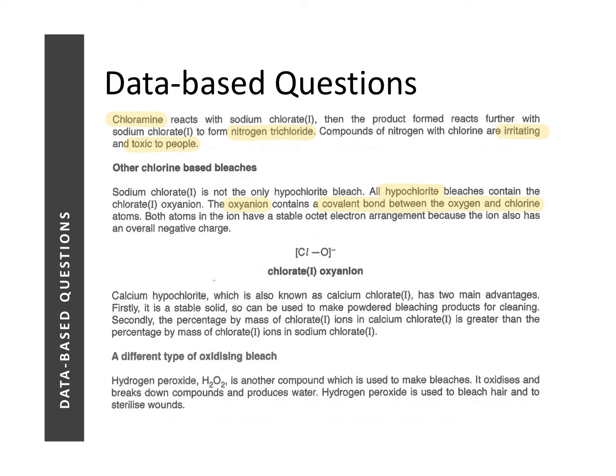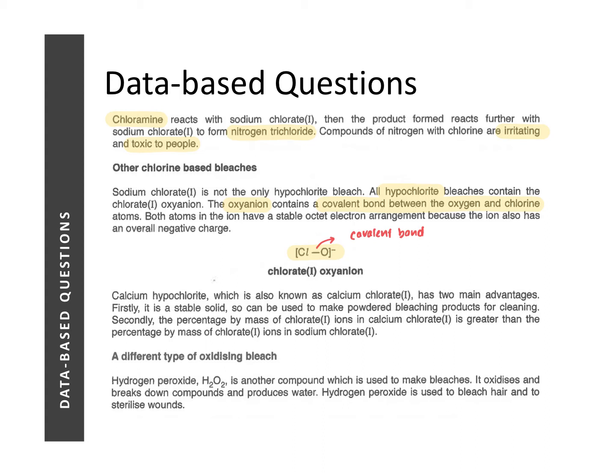Over here, you are given a structure of the chlorate oxyanion, or your hypochlorite ion. And at this point, it's very important for you to remember that each line in a structure represents a covalent bond. So essentially it represents a shared pair of electrons.